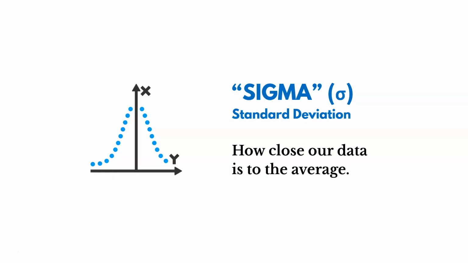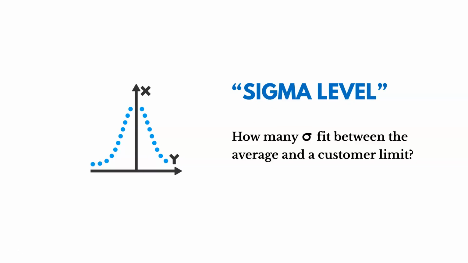Okay, so the meaning of Six Sigma. What does Six Sigma really mean? Now, in statistics, sigma is our standard deviation. It's how close our data is to the average. Our data could be spread out, or it could be really close together. Our sigma, or our standard deviation, is going to help us to understand that. And our sigma level is how many standard deviations fit between the average and a customer limit. And if we have 6 standard deviations that fit between that average and a customer limit, we've achieved Six Sigma. Okay, that's our sigma level. How many standard deviations fit between the average and a customer limit?